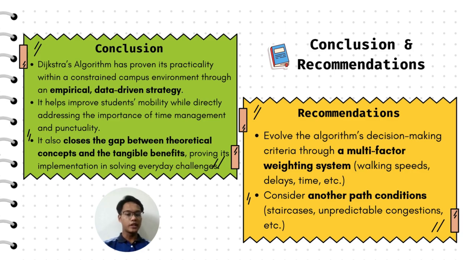For recommendations, I would suggest that we evolve the algorithm's decision-making criteria by using a multi-factor weighting system. It means that we don't only consider the distance, we also consider walking speeds, delays, time, or maybe other factors like weather. We should also consider other path conditions, such as staircases, road bumps, or unpredictable congestion.